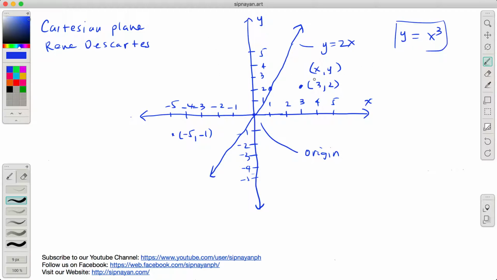Okay, so hindi na ako masyadong magtatagal dito sa discussion na to. I think the idea is we will use the Cartesian plane or the Cartesian coordinate system to discuss the conic sections. So abangan nyo kasi ang susunod natin na video ay about circles.